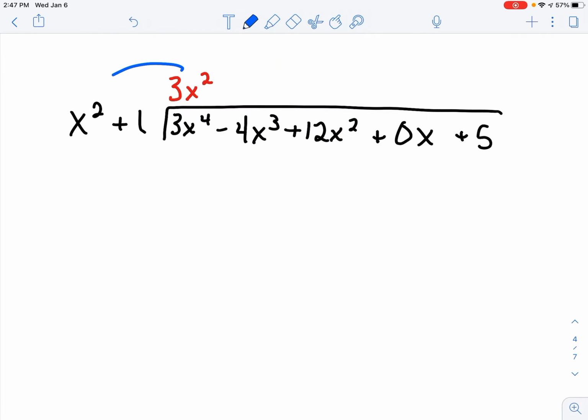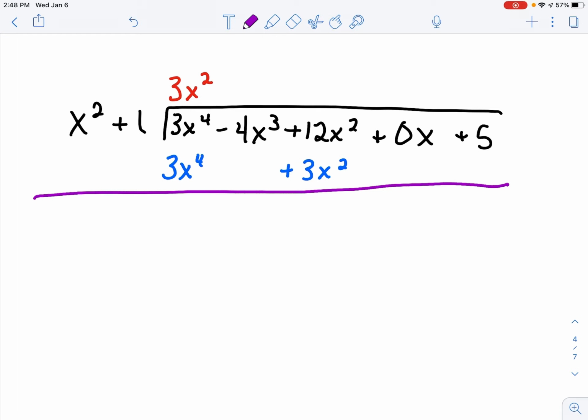Now we're going to backwards distribute there and put it underneath the ones that it matches. So 3x squared times x squared is 3x to the 4th. So I put it under the quartic term. 3x squared times positive 1 is 3x squared. Please look at where I'm writing that. I'm matching up the squared with the squared. Now, I am going to erase these blue lines because I'm going to need to draw other lines at some other point in time.